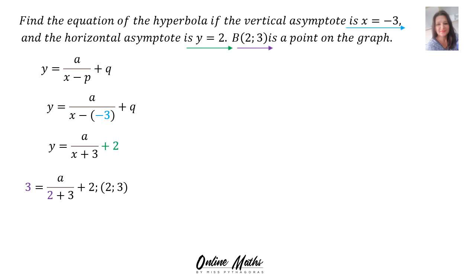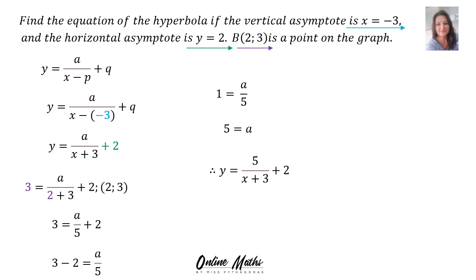Therefore, 3 is equal to a over 2 plus 3, plus 2. Then in the next step under the line, 2 plus 3 is 5. And now you will take the 2 across to the 3. 3 minus 2 is 1, is a over 5, and solve a. Therefore, a's value is 5. And your equation of your hyperbola is y is equal to 5 over x plus 3 plus 2.